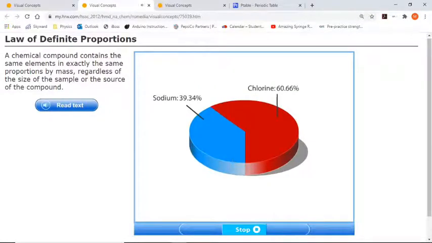Table salt, sodium chloride, always consists of 39.34% by mass sodium and 60.66% by mass chlorine, no matter how big the sample is or where it comes from. So again, as we look at this, you should be familiar with sodium chloride, the formula, NaCl. Yes, there's just one atom of each within that structure, but if you look at the mass of sodium and the mass of chlorine, and we'll do some math here momentarily, the percentages given are based out of 100%.